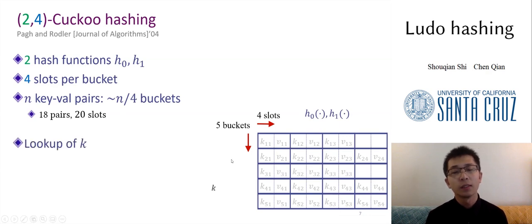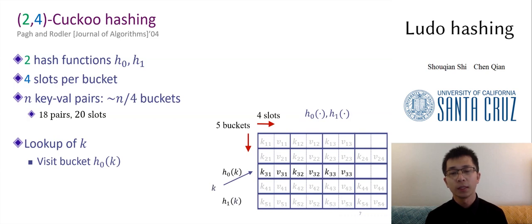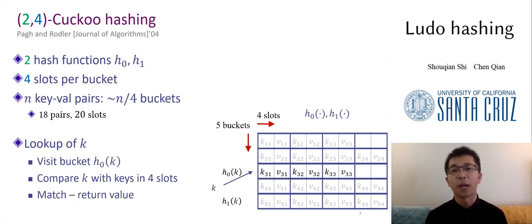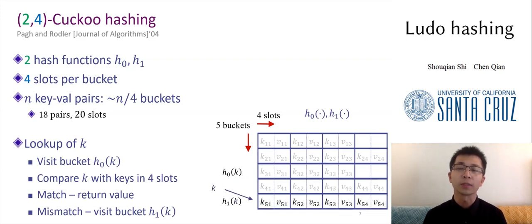We skip the construction of the 2-4 Cuckoo and show how it works via the lookup process for a key k. First, the hash values h0(k) and h1(k) are calculated, and then the bucket number h0(k) is visited. k is compared with each key in the 3 non-empty slots in that bucket. The associated value is returned if there is a match. If no luck, the bucket index h1(k) is visited to perform the second try. If none of the 8 slots matches k, k is invalid.